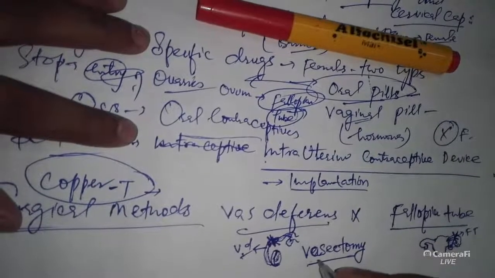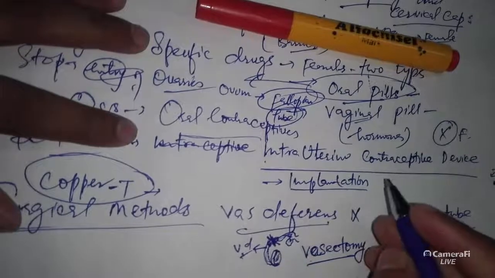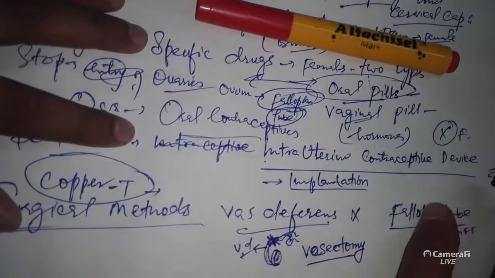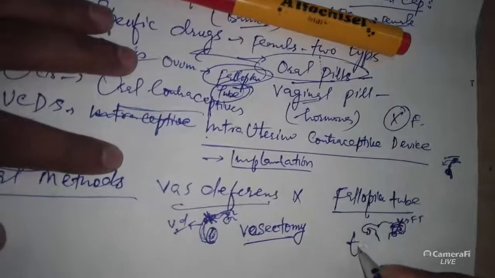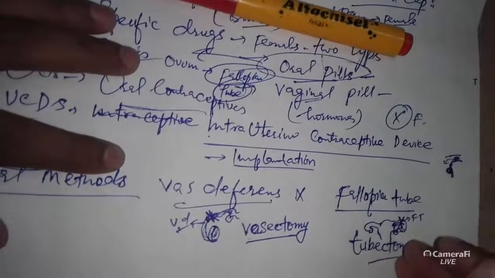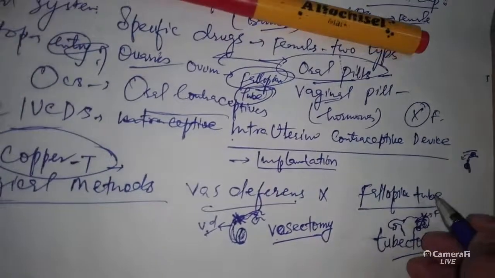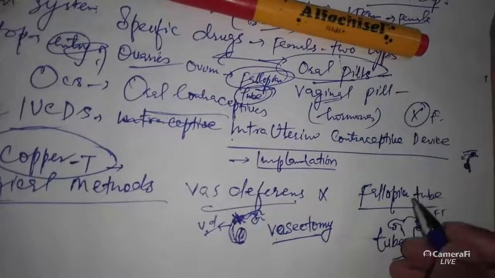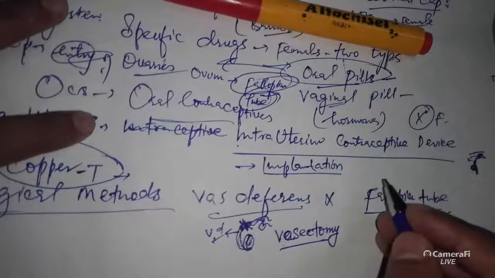Okay, vasectomy means cutting and joining of the vas deferens, in case of male. But in case of females, it is called tubectomy. Tubectomy. In case of females, the fallopian tube is cut and then joined so that the egg cannot come into the uterus.